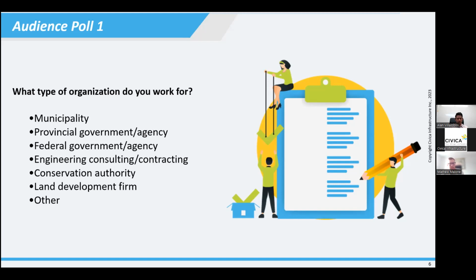So we got a bigger mix today. Typically, we're heavily municipal folks, but we're almost a 50-40 split, municipalities and engineering, consulting, and contracting, and then a few that have others. So yeah, good mix today. Glad to see it. Not that we don't like the municipal folk. It's great to have a good mix, though. It's nice to see.